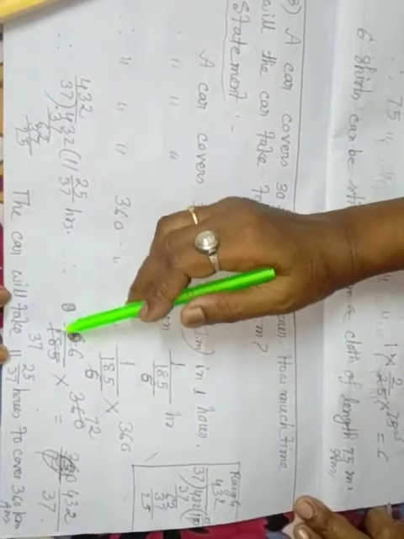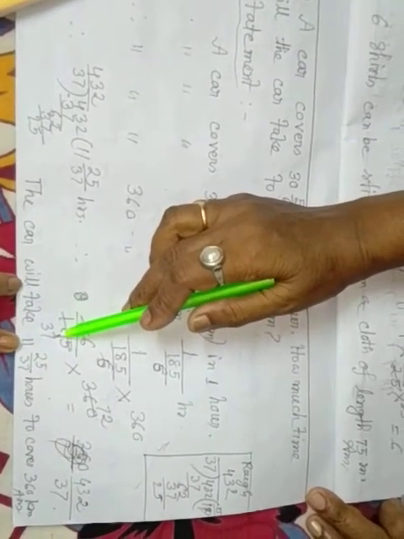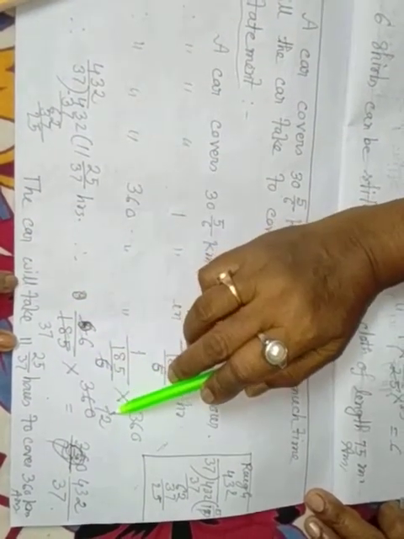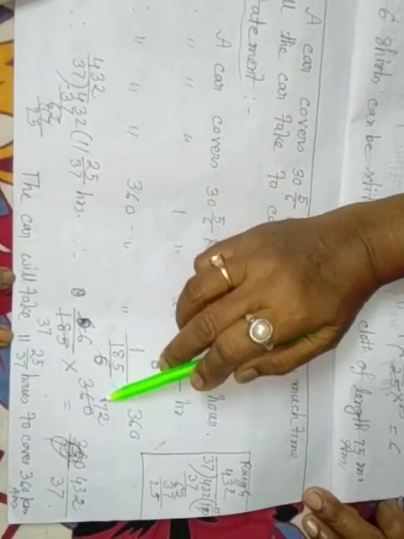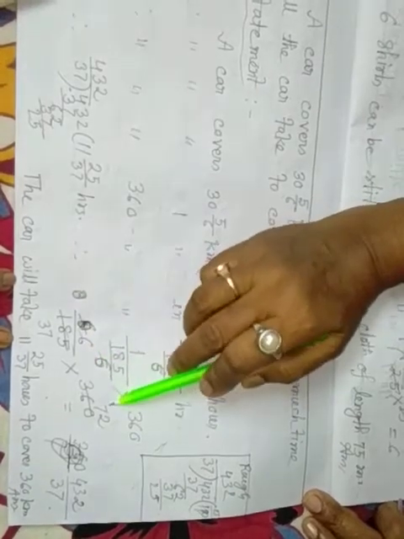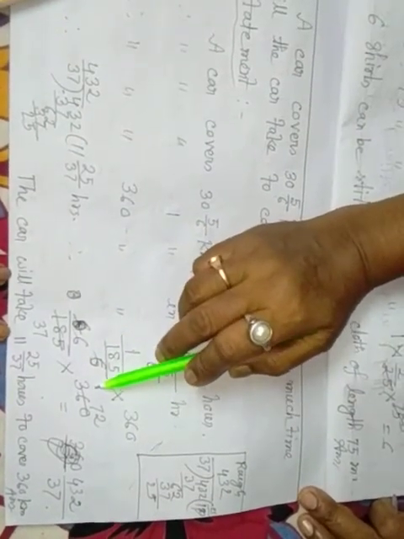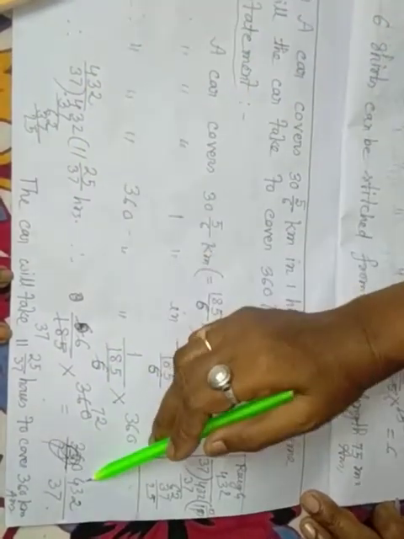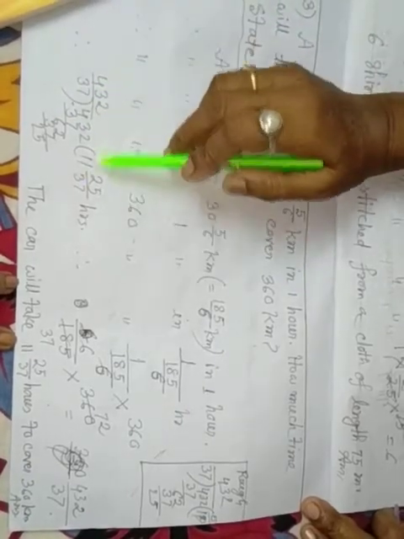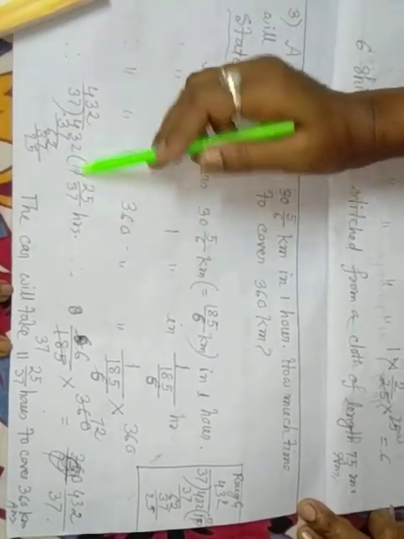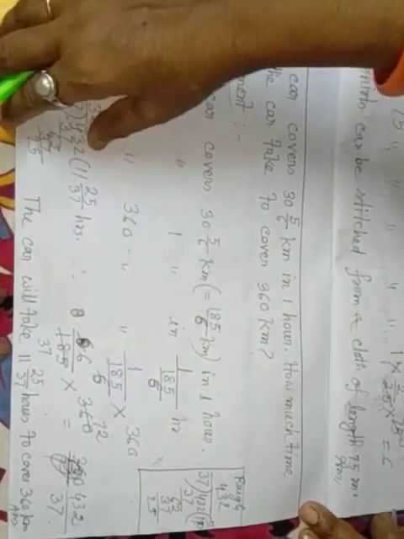That is 5 cut off. 5 threes are 15, 5 sevens are 35, 5 twos are 10. So 72 into 6, that is 432. 432 by 37. If you divide it, 11 and 25 by 37. So the car will take 11 and 25 by 37 hours to cover 360 kilometers.